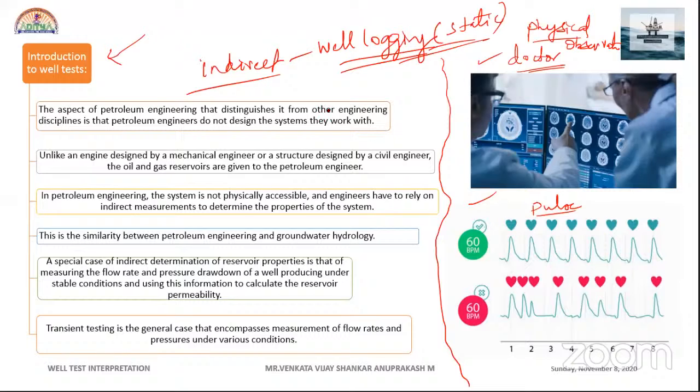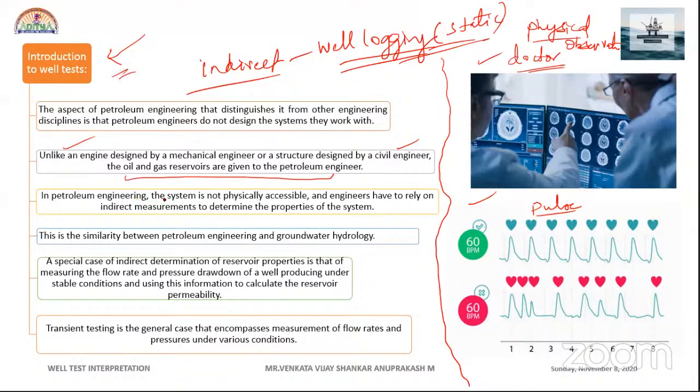When you compare it with other engineering, we can specify a design and go by that, but here we don't have a strict rule to follow. It all depends upon the availability of the geological formation. When you compare it with an engine designed by a mechanical engineer, or a building designed by a structural engineer, you can define a model. But here in the oil and gas sector, uncertainty is involved. Because of that, we need to rely on well test.